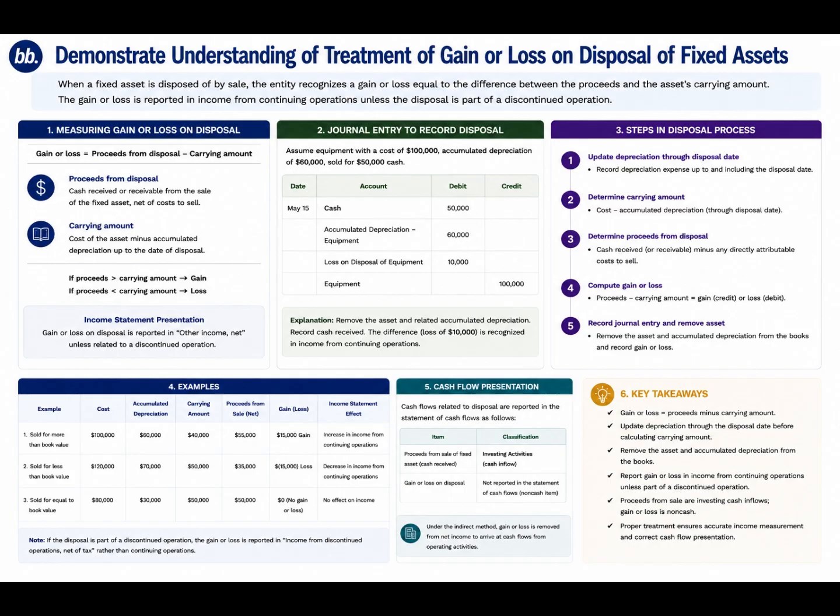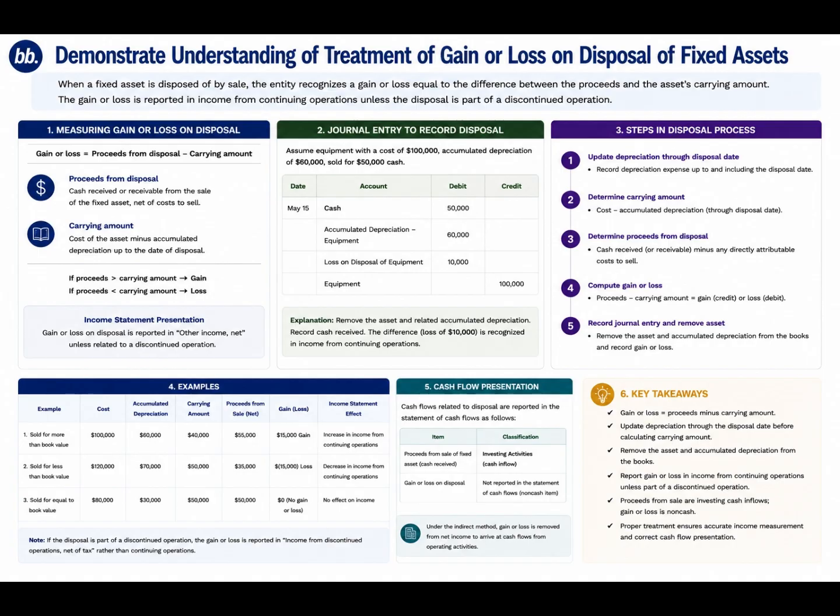Depreciation must be updated before disposal. Accumulated depreciation is adjusted to reflect expense up to the disposal date. The asset and related accumulated depreciation are removed from the books. This ensures accurate measurement of carrying value and prevents distortion of gain or loss calculations.